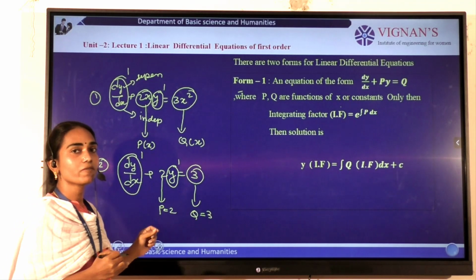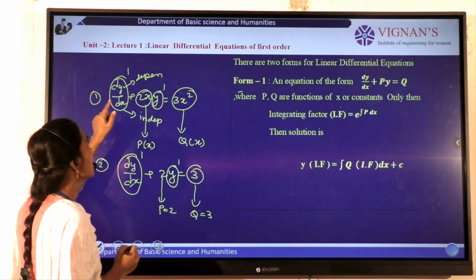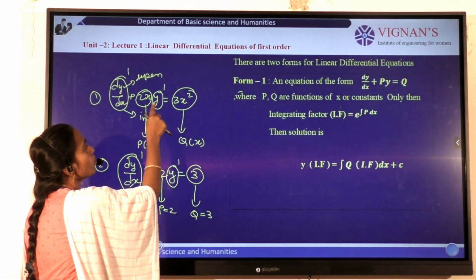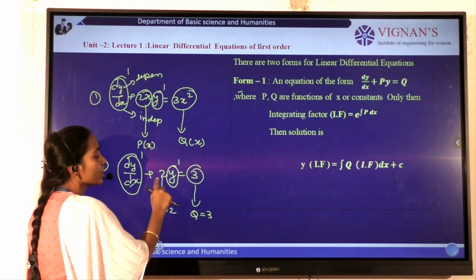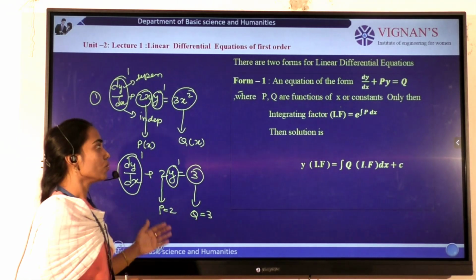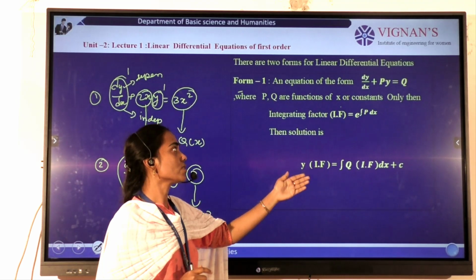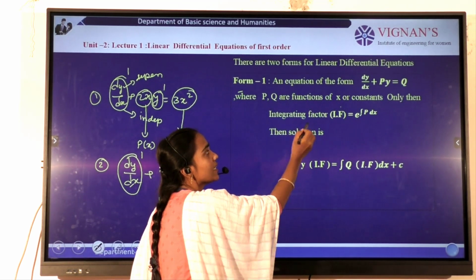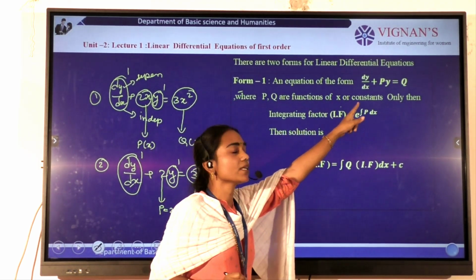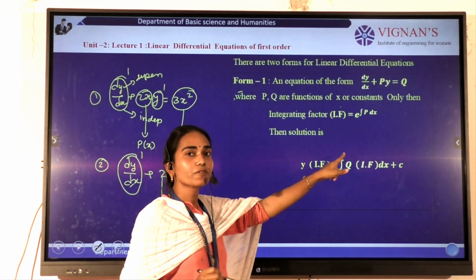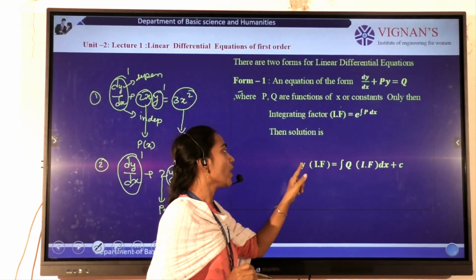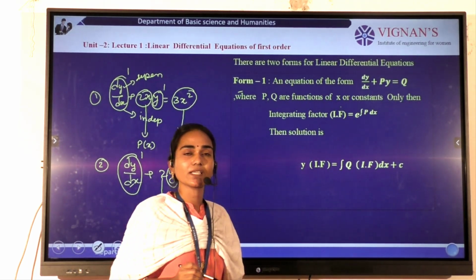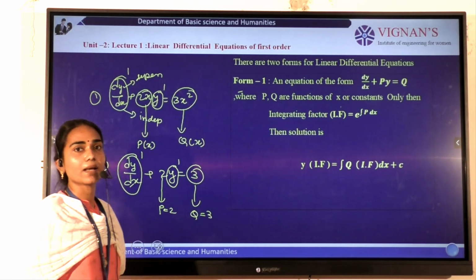So the general form of linear differential equation of first order is dy by dx plus py is equal to q, where p and q are either functions of x or constants. Here we have a working procedure to solve the linear differential equation of first order in y. First we need to find the integrating factor, which is e power integral p dx, and the general solution of this linear differential equation is y into integrating factor equals integral q into integrating factor into dx plus c. Let us have a better understanding with an example problem.